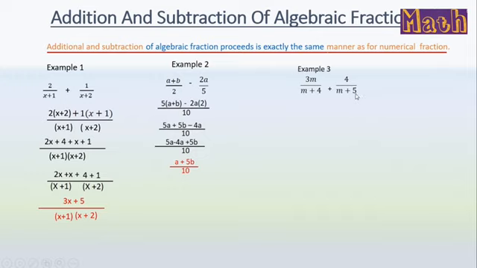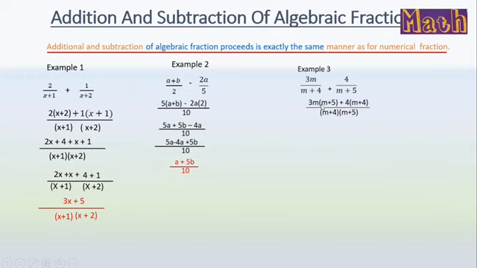The least common multiple for m plus 4 and m plus 5 is (m plus 4)(m plus 5). So I'll bring it down with the bar under. So I have (m plus 4)(m plus 5). Now m plus 4 divides m plus 4, and m plus 5 will go and multiply 3m.